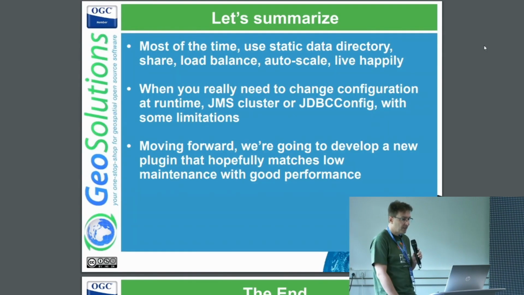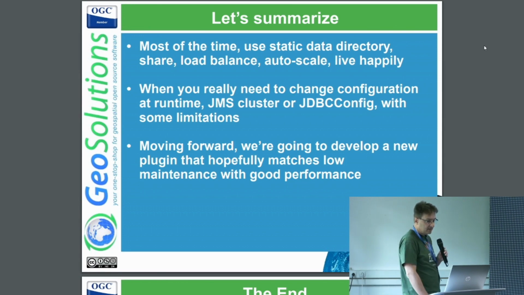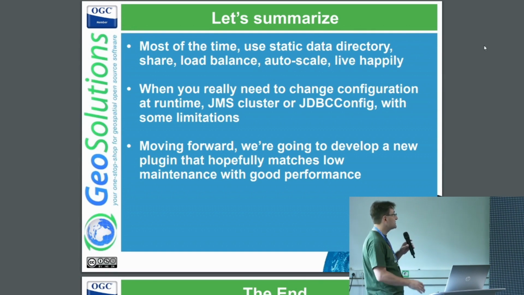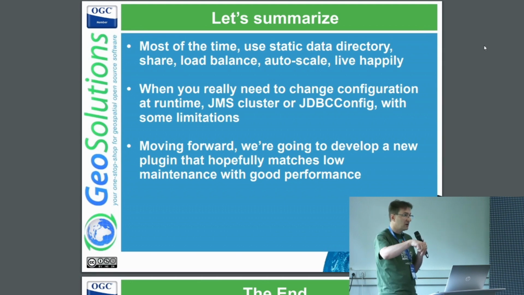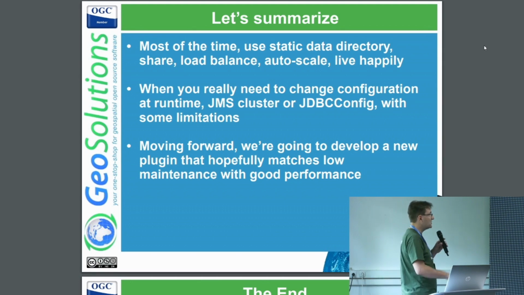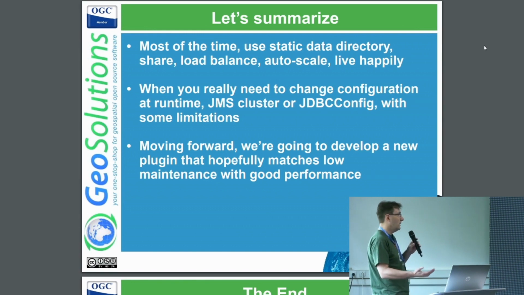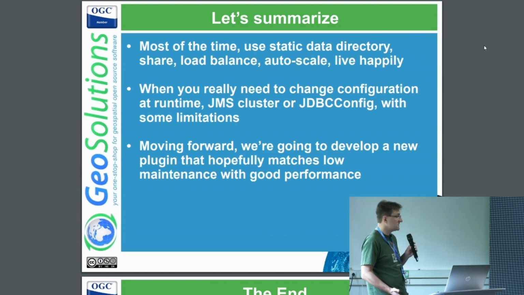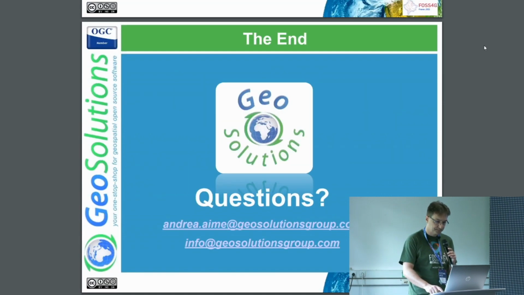So summarizing, most of the time you just need to use the static data directory, share, load balance, and autoscale. If you really need to change the configuration, the answers right now are JMS cluster or JDBC config. Right now they are both working. We put the JMS cluster back in working order. Moving forward, we are going to try and prototype this new plugin that hopefully will allow us to keep it up with low maintenance cost and good performance. And that's it.